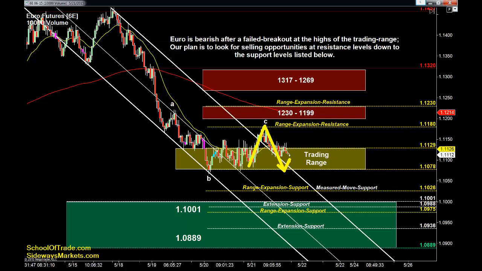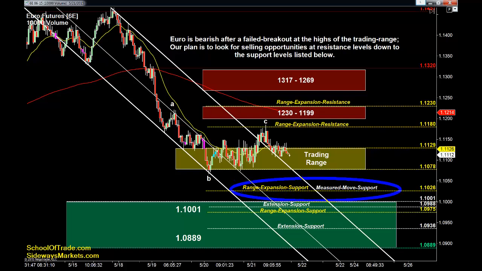The fake break of the high combined with that bearish channel tells you to stay to the downside right now on the euro. Be looking for targets at the low of this trading range, 1078. Be looking for a bounce off of this channel low. That channel will work here. It's already bounced once. Look for it to bounce again, so definitely want to use that as some support. So targets at the range lows, targets at the range expansion support, and then look right here.